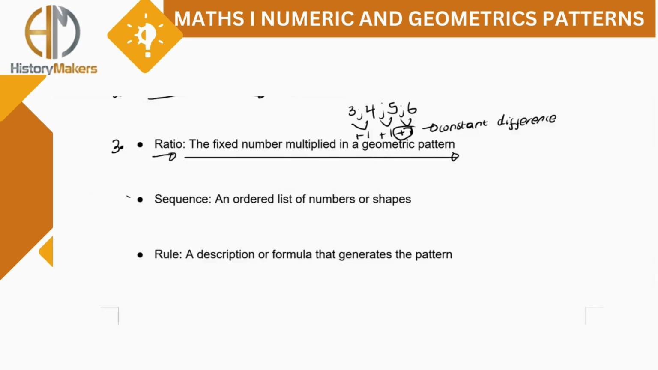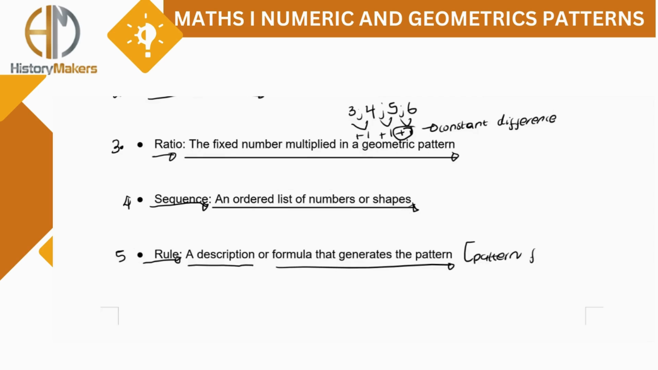The fourth one we need to know are sequences. So what are sequences? These are ordered lists of numbers or shapes. The fifth one is a rule. What is a rule? It's a description or formula that generates the pattern or that the pattern follows.